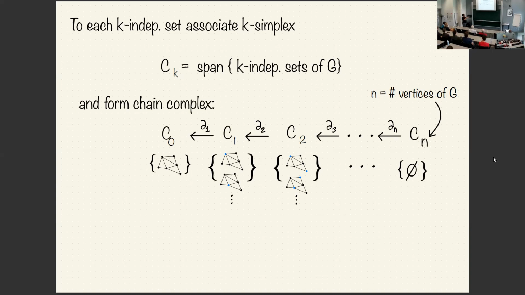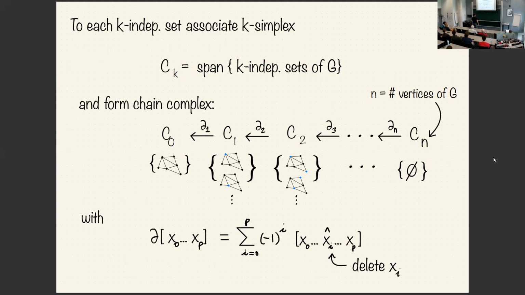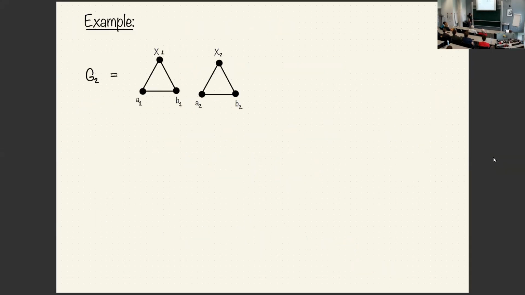So the zero simplex is just you choose nothing. So this really should be empty, but I mean that you choose nothing from the graph. You choose all one vertices, you choose all two vertices, and so on. And then you cannot choose n vertices. There's no n independent set, unless the graph is completely disconnected. So if it's disconnected, then you use the empty set. Okay, so you act with the boundary operator in the way that I said before.